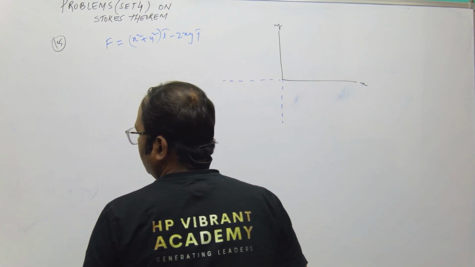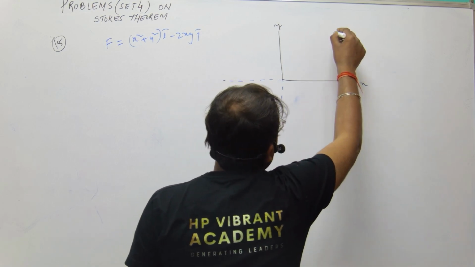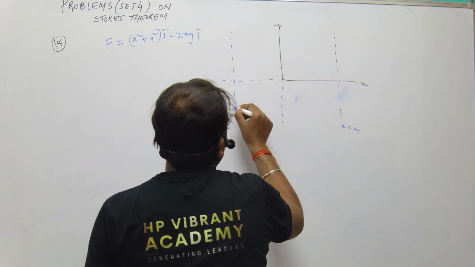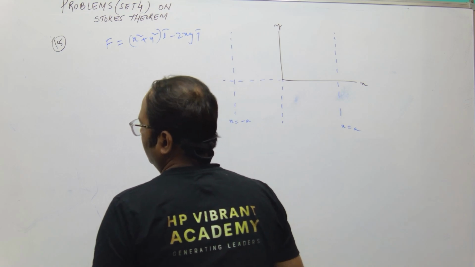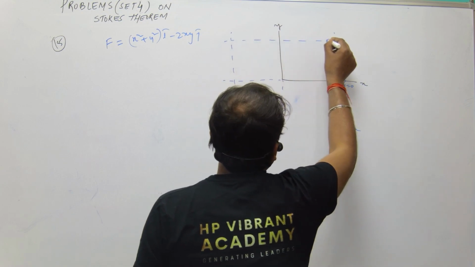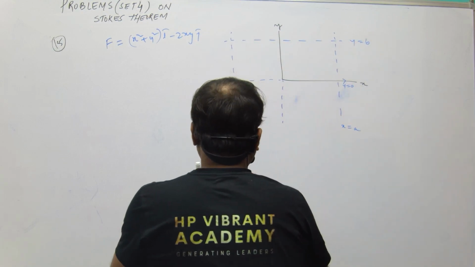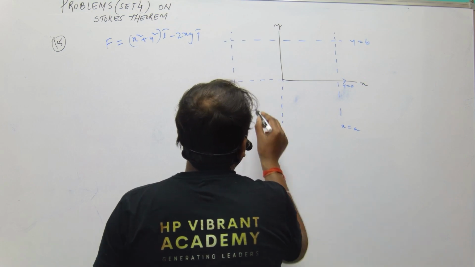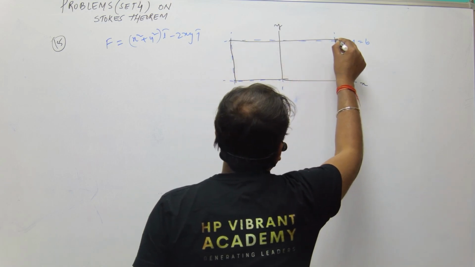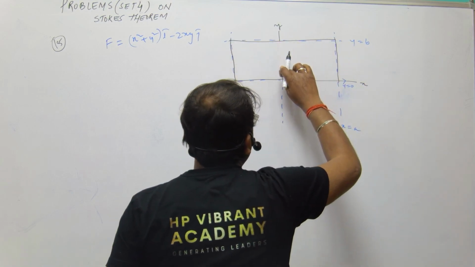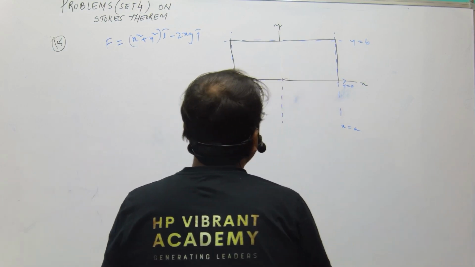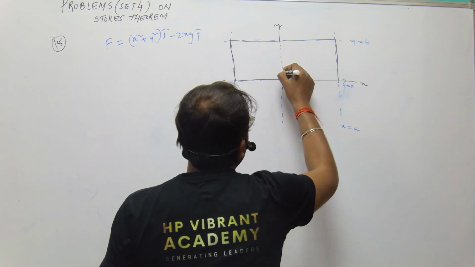The rectangle is bounded by x is equal to plus minus a. So this is x is equal to a, this is x is equal to minus a, and y is equal to 0. So this is y is equal to 0, and this is y is equal to b. So the rectangle is this one. This is our rectangle, and this is our coordinate axis.